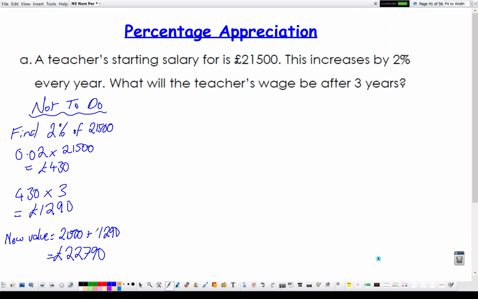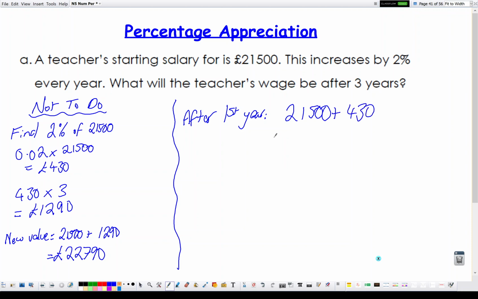What you have to do is find 2% of 21,500 and add it on after the first year. So I'll show you what I mean. After the first year, again, just watch me do this. The value is 21,500 plus that 2% that I found, which was 430. So you add that on and it's now 21,930.